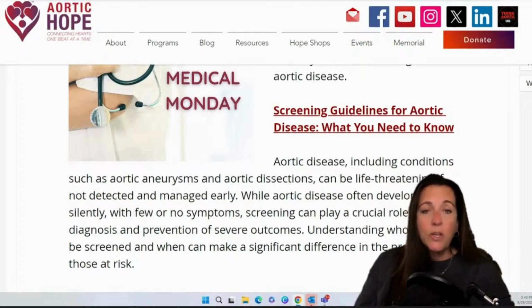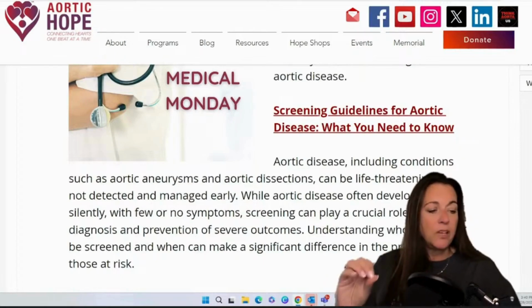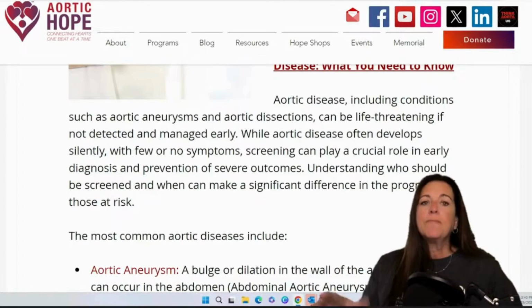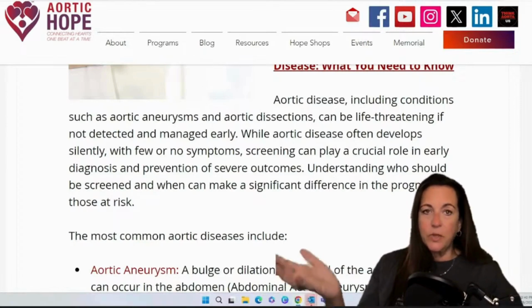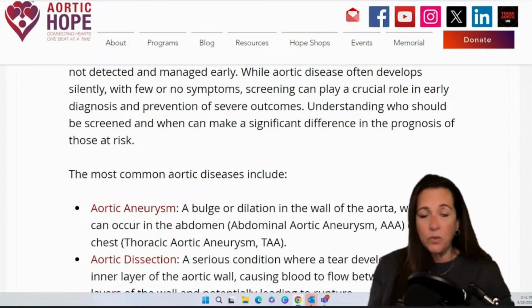Knowing who should be screened and when would really make a very significant difference in the prognosis of those individuals that are at risk. So let's talk about the disease element in itself. The most common disease element of aortic disease is going to start with aortic aneurysm.